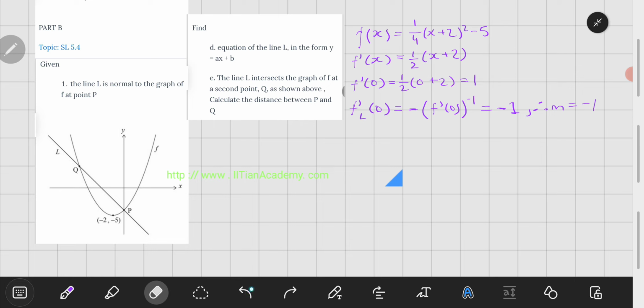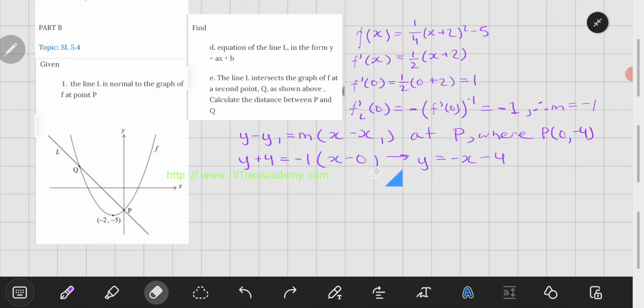So if we want to write out our equation, we can use the point slope form of a line where we get y minus y1 is equal to m times (x minus x1), and we can evaluate this at point P, where P is (0, -4), and then substitute our point and our slope into this equation and simplify and solve for y, so that we find y is equal to -x minus 4. And that is our answer to question D.